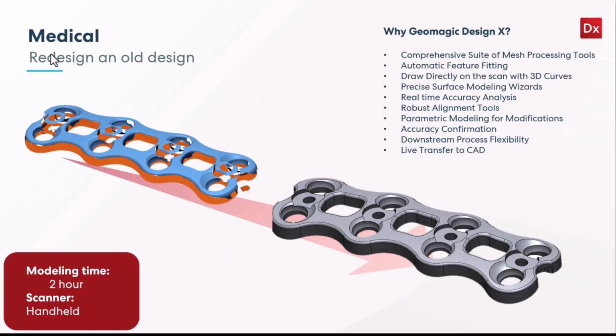So if we jump over, it was a medical object here, and you see it's this type of brace. It's a really neat application, and it was actually quite quick to reverse engineer, and it was only 2 hours to do. So if I go ahead and jump over to the Design X, we'll get started here.